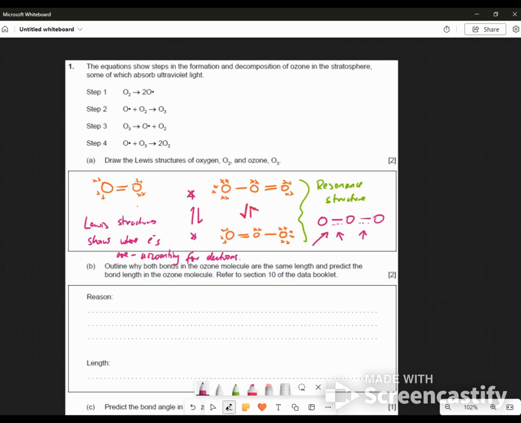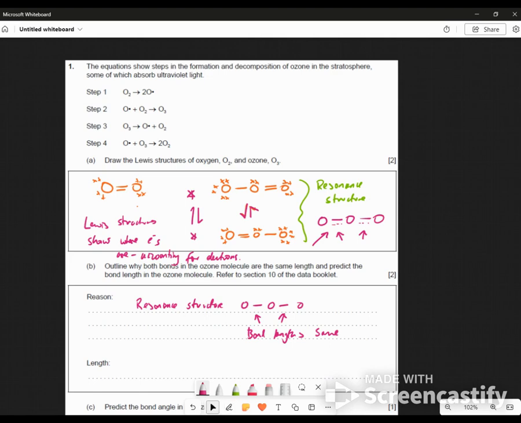So the next one, that we've already explained this. Outline why the bonds in ozone are the same length. Well, because it exists in a resonance structure. The O and O bond lengths are the same because it kind of averages out. So the bond lengths are the same because of resonance.